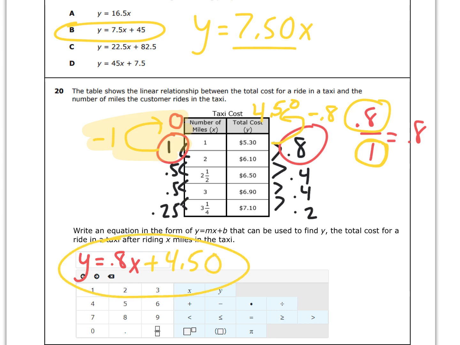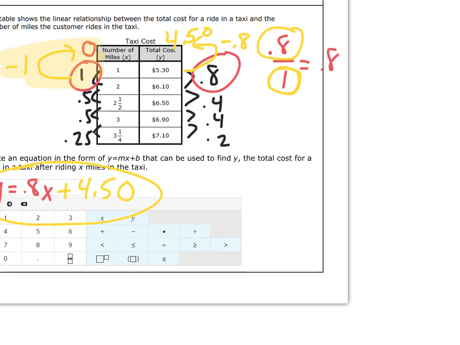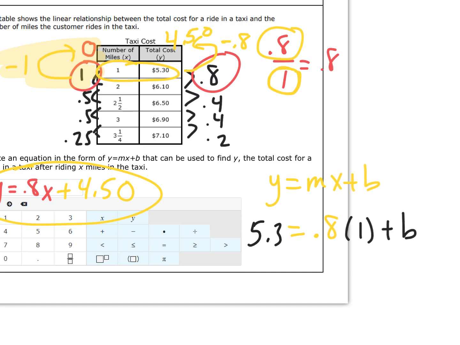Okay, there are other ways to do this. I could take a point and plug it in. So let me show you that way as well. Y equals mx plus b. Okay, we know m is 0.8. And I'm just going to pick this point, the first point. So my y value for that one was 5.30, and my x value was 1. And so we still don't know b, though. B is the question mark, right? So 0.8 times 1 is, well, 0.8. So 5.3 equals 0.8 plus b.